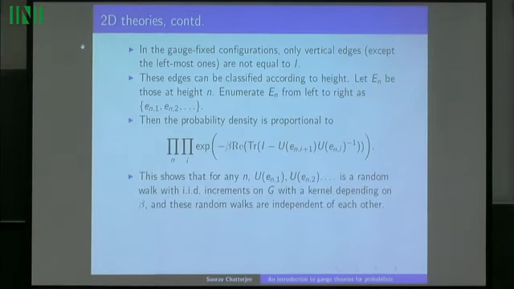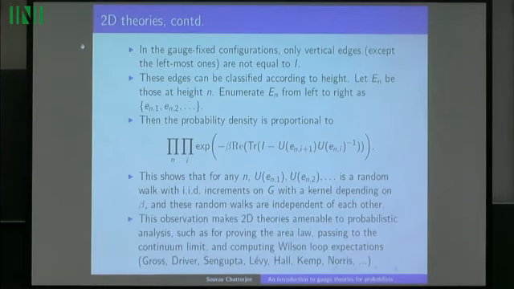So this shows that first of all, for every n, the sequence U_n1, U_n2, so that these matrices that you get on the vertical edges at a level, is a random walk on the group with IID steps. And for various levels, these walks are independent of each other. Okay. So this observation makes 2D theories very amenable to probabilistic analysis, so proving area law, continuum limit, etc. There is a whole body of literature on that by many authors, starting with Len Gross, I think, and many others.